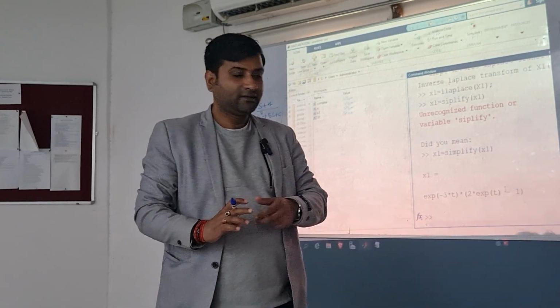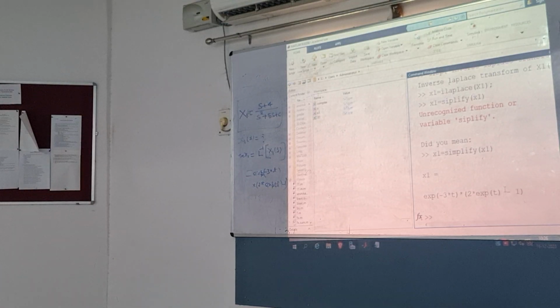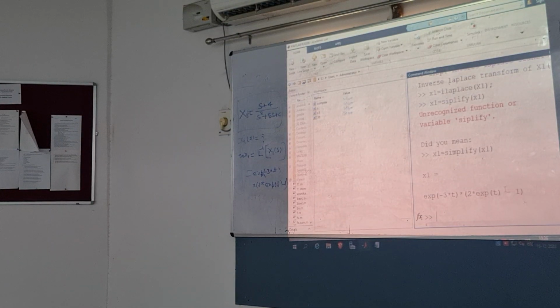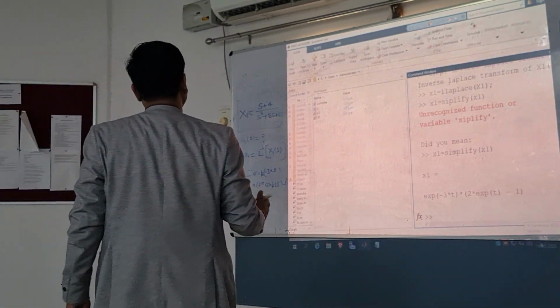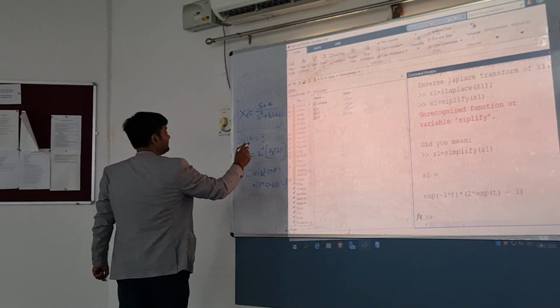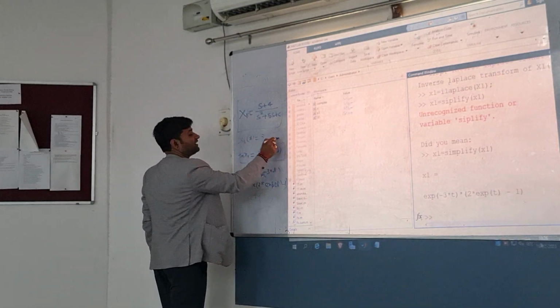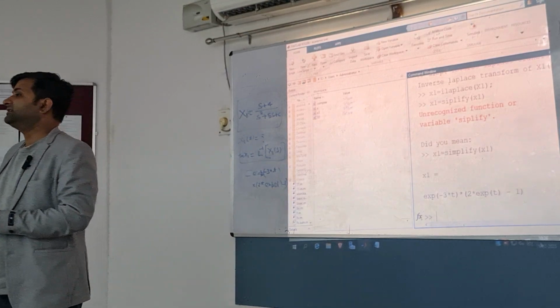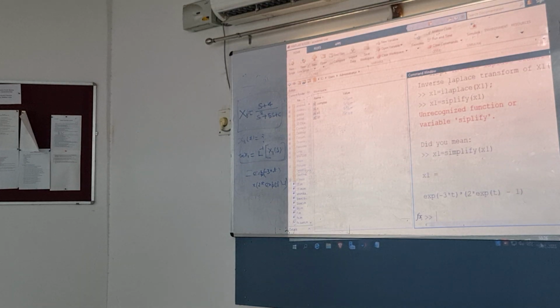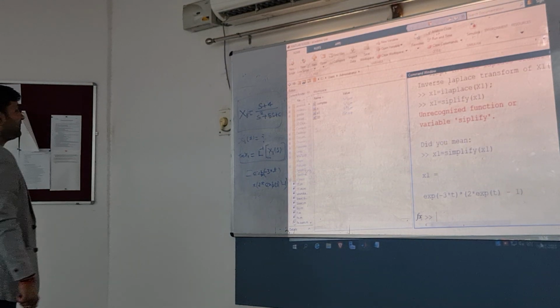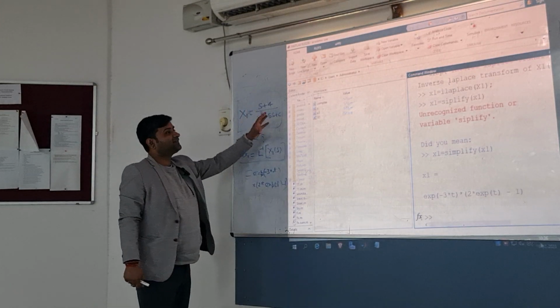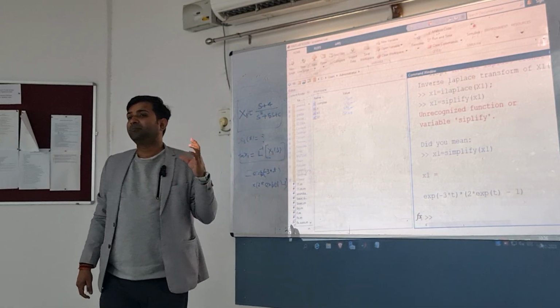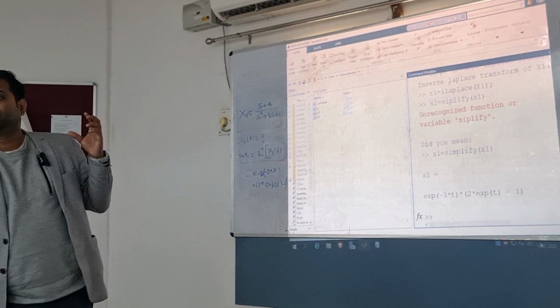This is the output of this given inverse Laplace transform. This is the standard result. You have cross-checked the value by finding it by the conventional approach, to check whether this answer is correct or not. Okay? This is the inverse Laplace transform by using the MATLAB command directly.